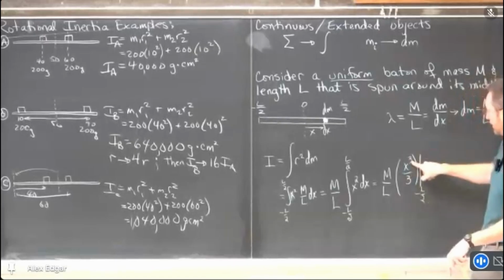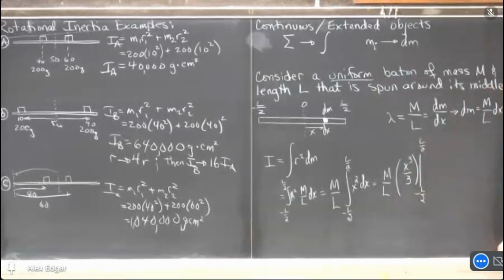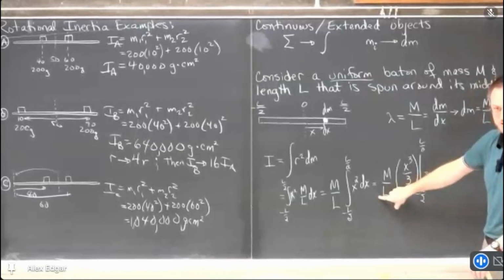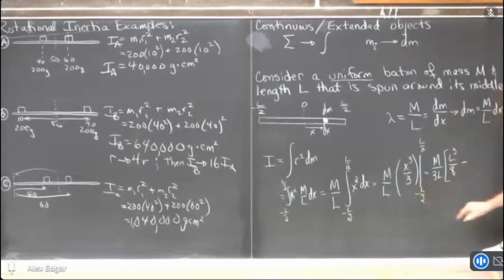And notice how now that we have an odd exponent, that negative is going to show up again. That's really good. It would be unfortunate if it didn't. And then we plug in our limits. So, hey, can we move the 1/3 out front? Because it's just a number. So we're going to have m over 3L. And then we're going to have this whole thing cubed. So L cubed over 8 minus this whole thing cubed. Negative L cubed over 8.